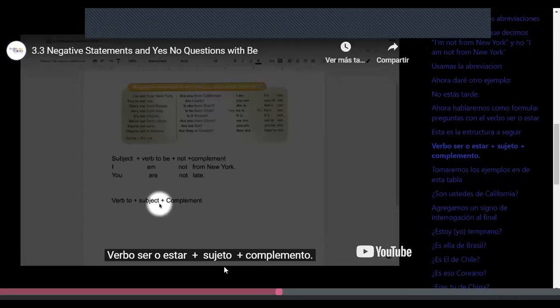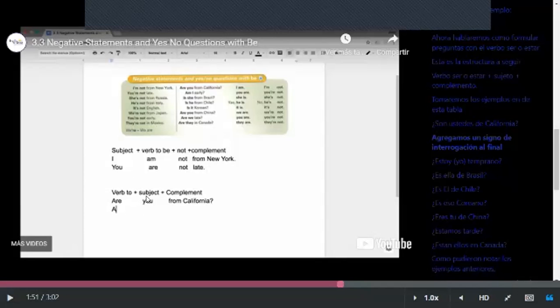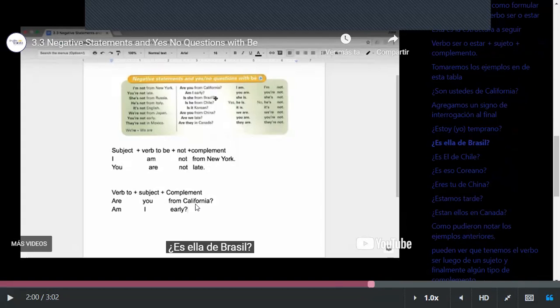Let's continue with the next step. The next step is about making questions. To make questions with the verb to be, we're going to change position. The verb to be that was in the second place on the negatives or affirmatives is going to change into the first place, plus subject, plus complement, plus a beautiful question mark. As you can see, are you from California? Am I early? Is she? Is he? Is it? Are we? Are they?